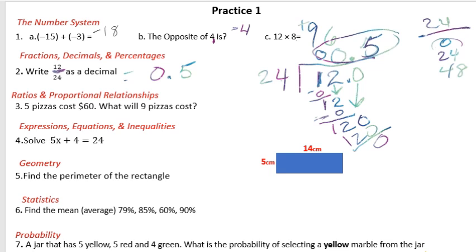Those of you who are pretty decent with math would have realized this already by looking at the 12 and 24. If you were to simplify 12 over 24, you could use 12 to simplify both of these. 12 divided by 12 is 1, 24 divided by 12 is 2. And what is that? That's half. And half in decimal form is 0.5. So these are just some of the basics that you should already know.